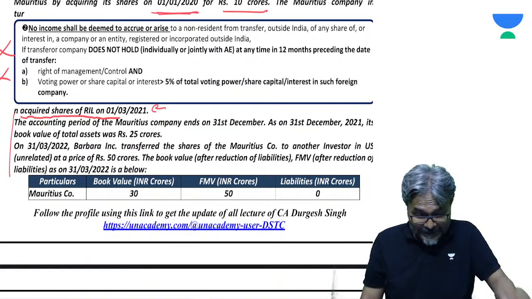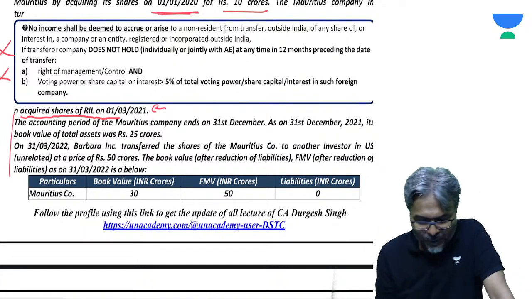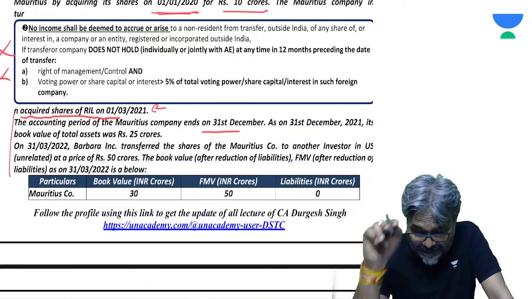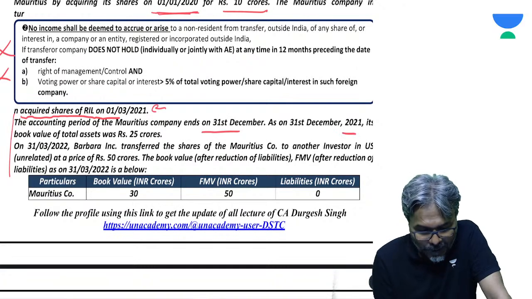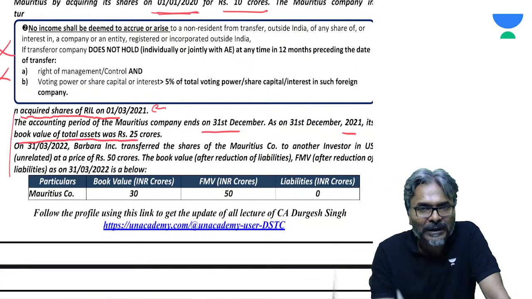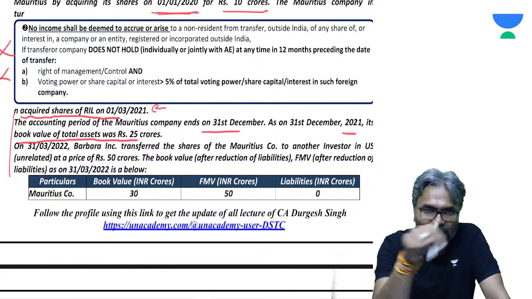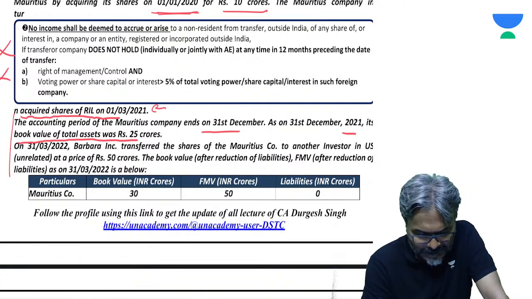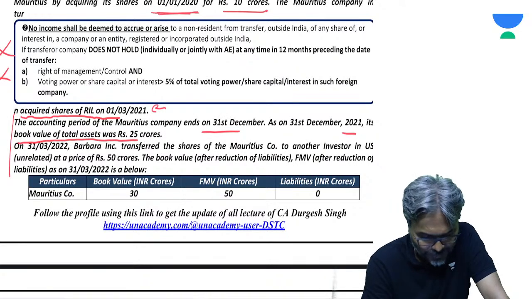So here the accounting period of the Mauritius company ends on 31st of December. As on 31st December 2021, its book value of total asset is 25 crores. I'll explain that concept of relevant date through this example only. As on 31st December 2021, its book value of total asset was rupees 25 crores.